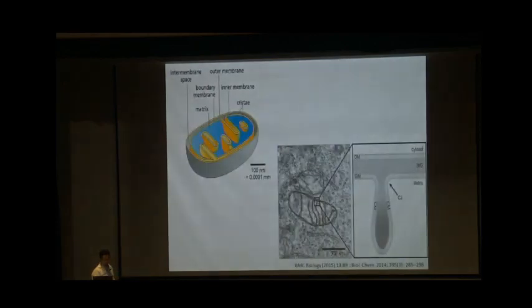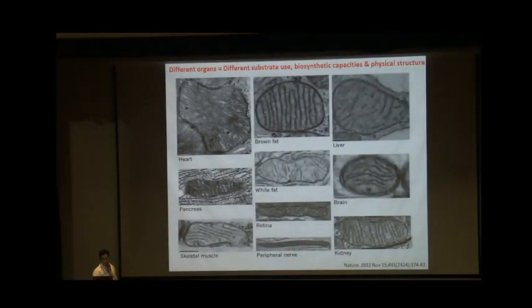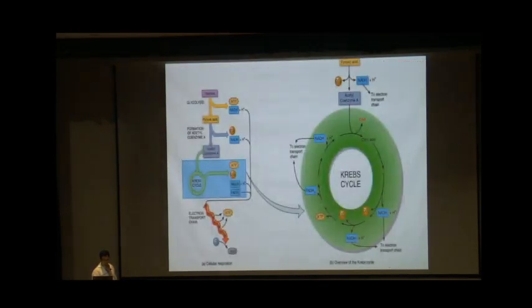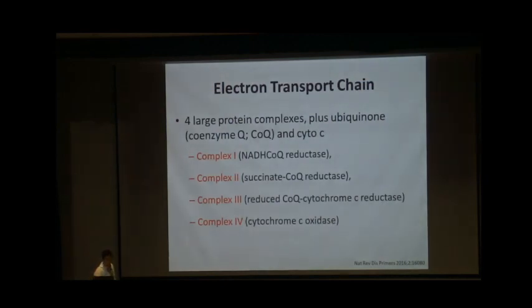So we all know mitochondria, they have an outer membrane which is increasingly impermeable, and then you have the inner mitochondrial membrane which goes inside in the form of cristae, and this harbors the entire electron transport chain. Different organs, because of their different biochemical, biosynthetic capacities, have different shapes of these mitochondria, as you can see in this slide. And we all know, I'm not going into the details, this is glycolysis, this is Krebs cycle, and this is the electron transport chain. Glycolysis and Krebs cycle contribute to NADH and FADH2, which go inside the electron transport chain to generate ATP.